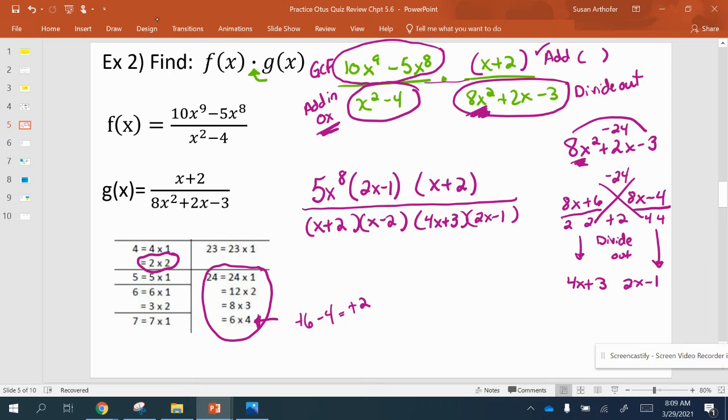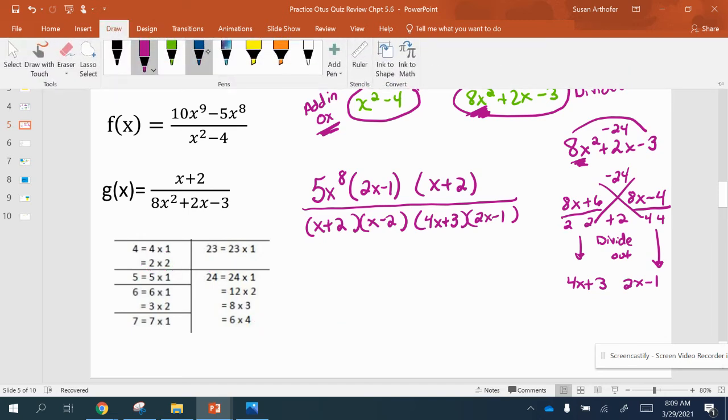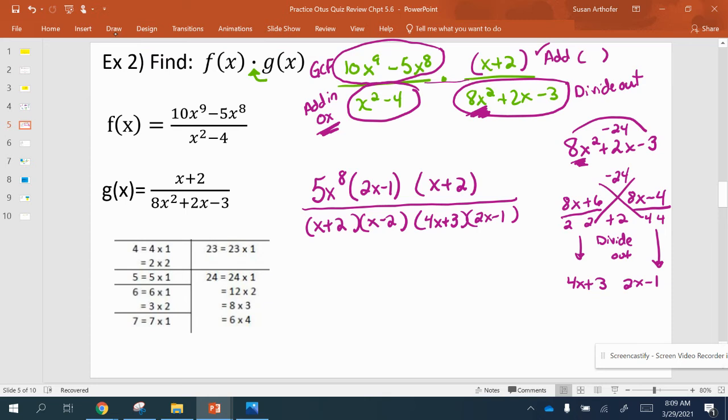And you can see there's a 2x minus 1 on the top. So that reinforces, since I have something that's matching, it reinforces that I'm on the right track. So this 2x minus 1 will cancel with the 2x minus 1. The x plus 2 and the x plus 2 cancels, and whatever's left is your final answer. So I have a 5x to the 8th on the top, and 2 parentheses on the bottom, one with an x minus 2 and the other with 4x plus 3.